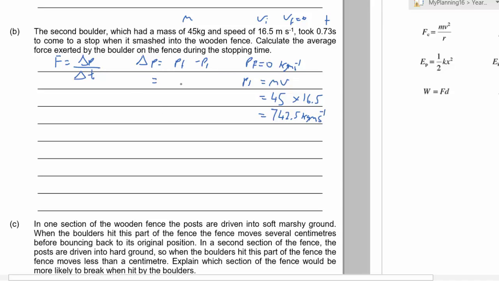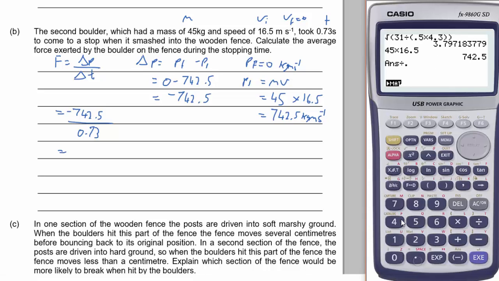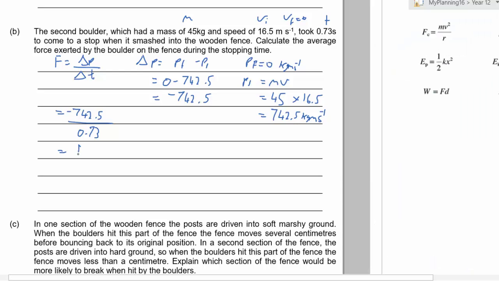So the change of momentum is 0 take away 742.5, which is minus 742.5. Now the force is going to be that change of momentum, 742.5. The negative just indicates direction, and divided by the time of 0.73, which gives me 1,017 newtons, which is worth an Excellence.